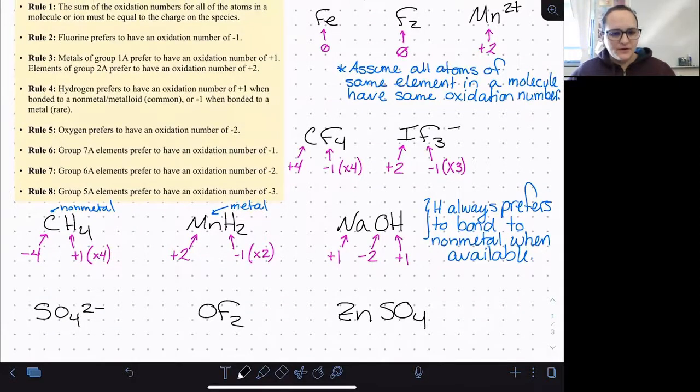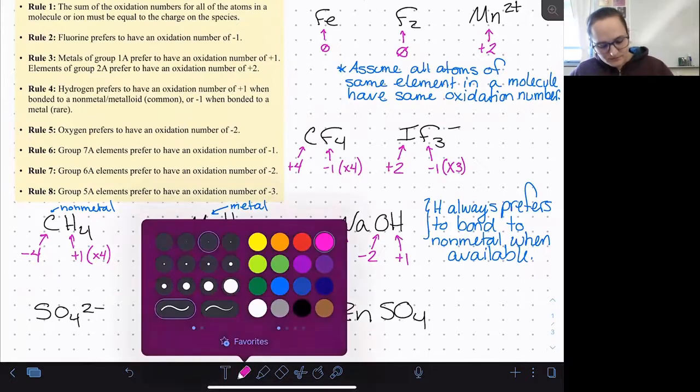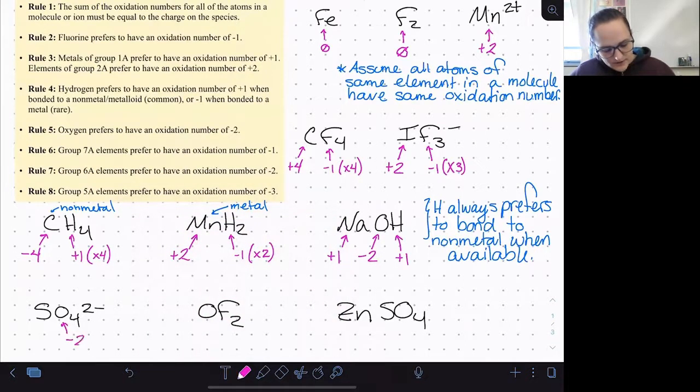So SO4 2-, if we look through our list here, both sulfur and oxygen have a preference. So oxygen is here in rule 5. Rule 7, group 6A, includes sulfur. So they both prefer to have an oxidation number of -2, but oxygen's preference is stronger. So oxygen gets its way. So there are 4 oxygen atoms, each with an oxidation number of -2 for a total of -8. We need everything to add up to -2. So that means the sulfur must be +6.